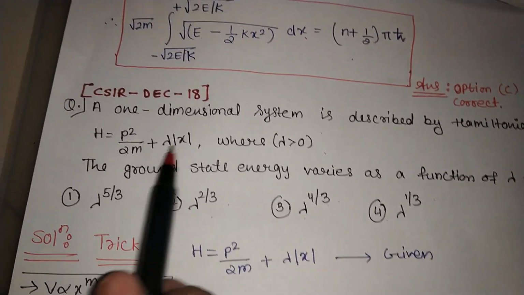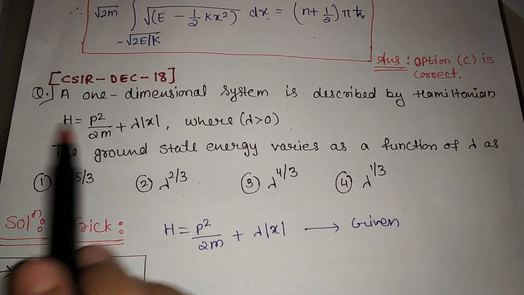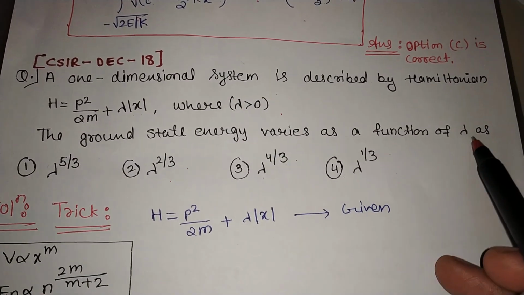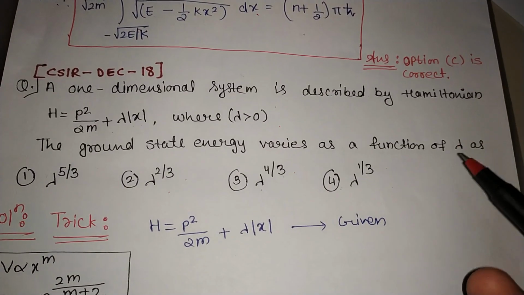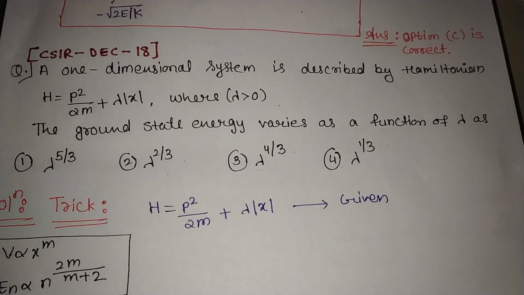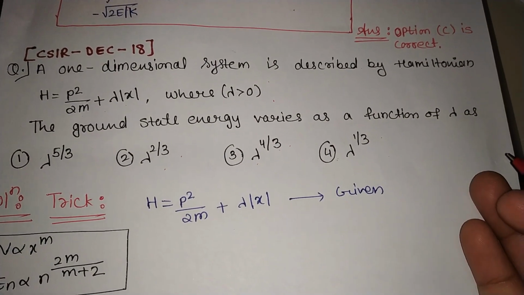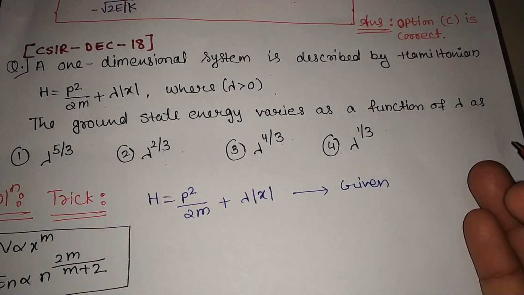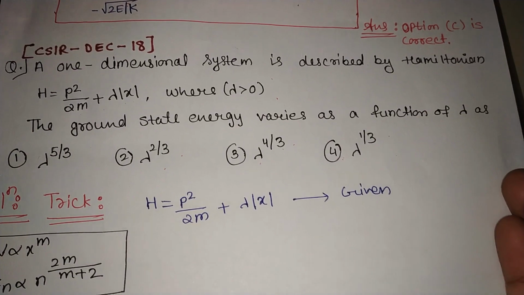So here we have one question in which the Hamiltonian is given, and we have to determine how the ground state energy varies as a function of lambda, that is, at which power of lambda the ground state energy varies. This we can determine with the help of two methods. One is simply by using the trick method, and the other is the traditional method. I have already explained how to determine this with the help of the traditional method, so you can determine it easily.